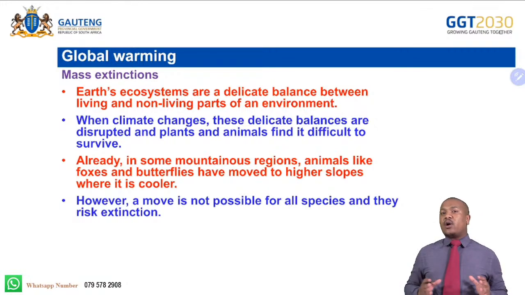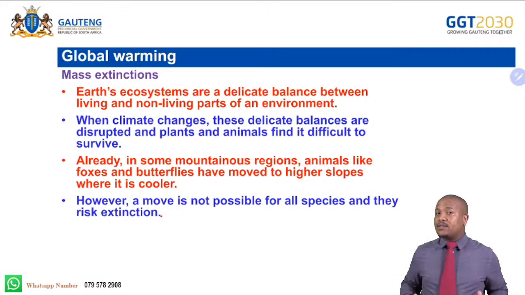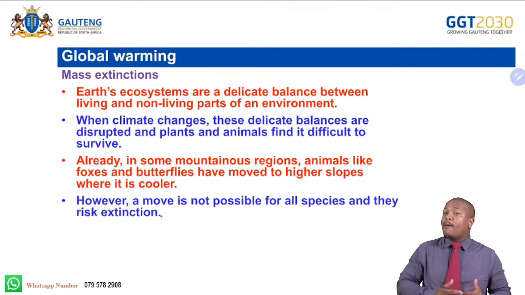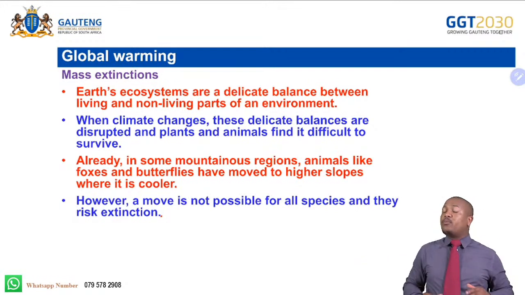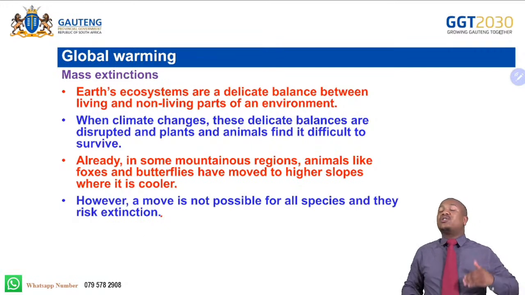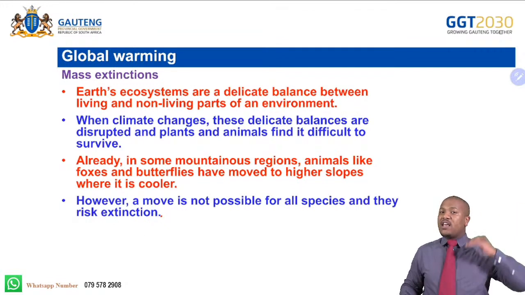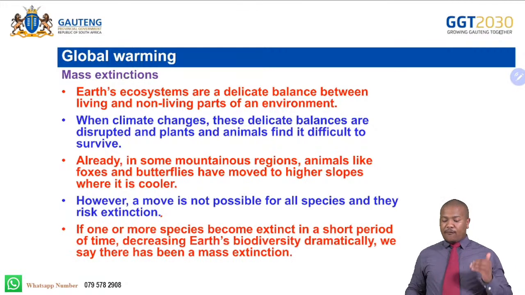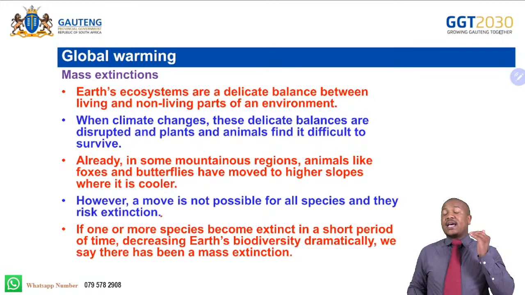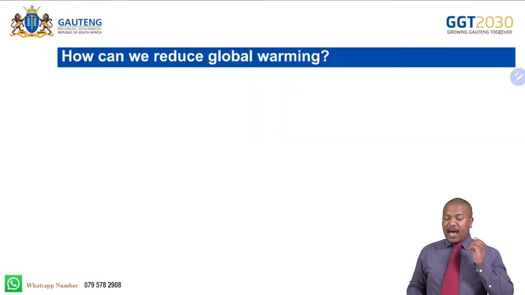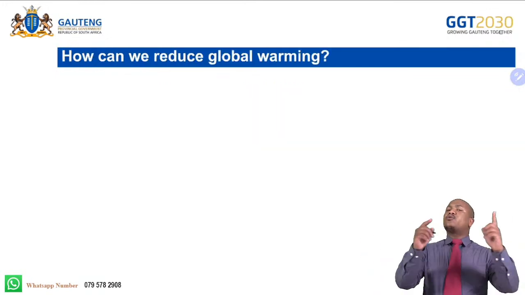So now, if we're to encounter a natural disaster, such as this one, global warming, now think of animals such as elephants, right? How long will it take them to move to another region, right? So they risk what? Extinction, because they will be affected at large and it will take time for them to move to a safer region. So if one or more species become extinct in a short period of time, decreasing the Earth's biodiversity dramatically, we say there has been what? A mass extinction.